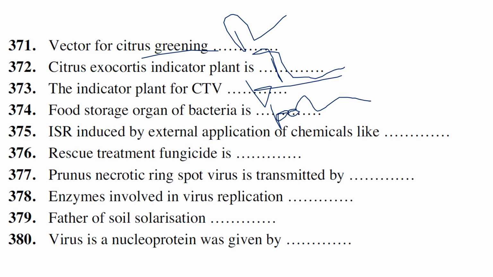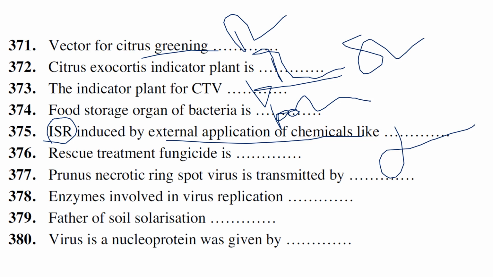Okay, ISR, induced systemic resistance, is induced by the external application of chemicals. Right, what are the chemicals? For the activation of SAR we can recommend salicylic acid. For the activation of ISR we can recommend jasmonic acid and ethylene. Rescue treatment fungicide: ademifon is generally considered a rescue treatment fungicide.